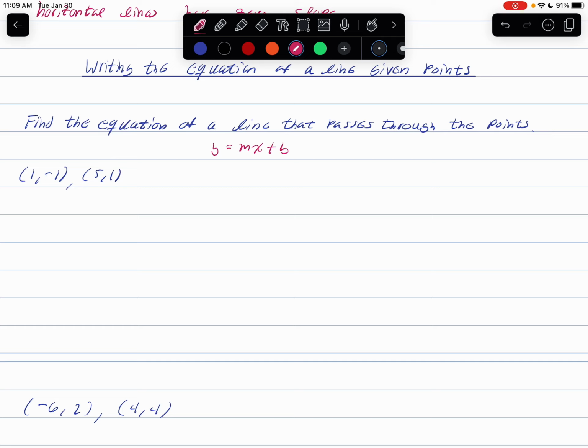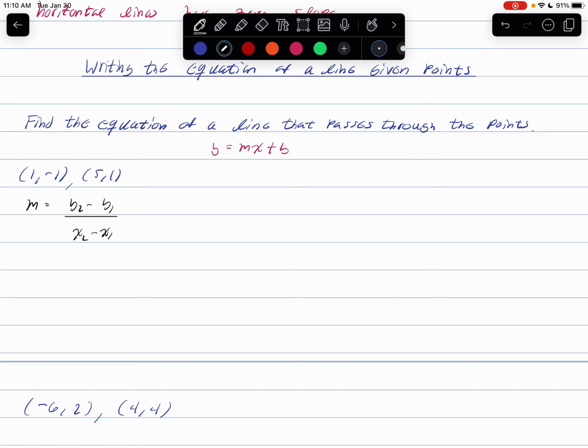Okay, so the first thing that we might think to do, because we've already been shown explicitly how to do this, is to find the slope. So we can find the slope by finding y2 minus y1 over x2 minus x1, or we can think of that as rise over run.